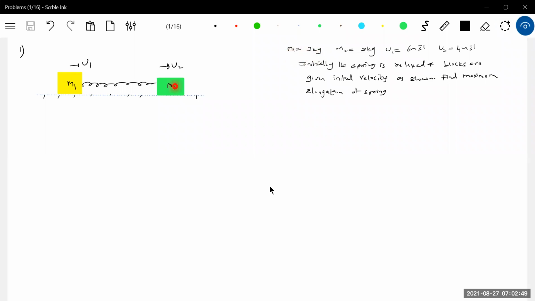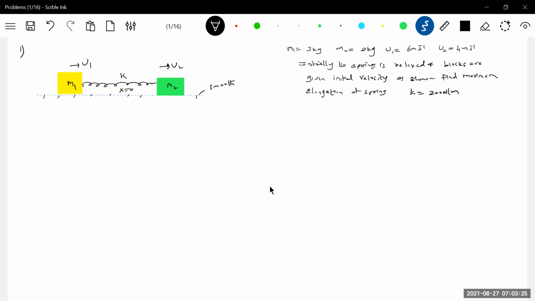Two blocks are there. Initially the spring is relaxed. The spring constant is K equal to 2000 Newton per meter. The blocks are given masses and velocities. Initially the spring is relaxed, at x equals 0, and they are kept on a smooth surface. It's asking for the maximum elongation of the spring.